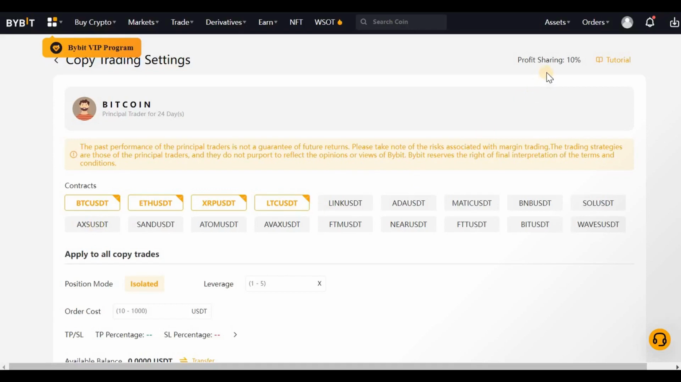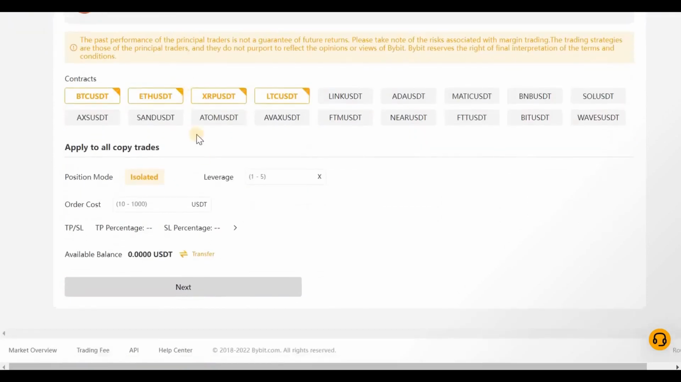If you go to this top section right here, you would see the profit sharing. Now, this trader is going to take 10% when you make profit with his strategy. If you scroll down, you can see right here that your position is always going to be on isolated, and right here you can select the leverage you want to use. In this video, I am going to use a leverage of 4.